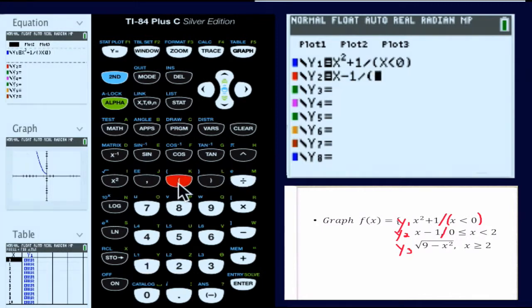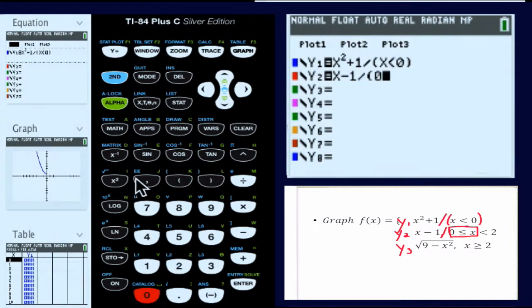Now our domain for x minus 1 is x is greater than or equal to 0 and x is less than 2. You can type that in two different ways. The way that it's listed right now, let's just use 0 is less than or equal to x. Let's type that in first.